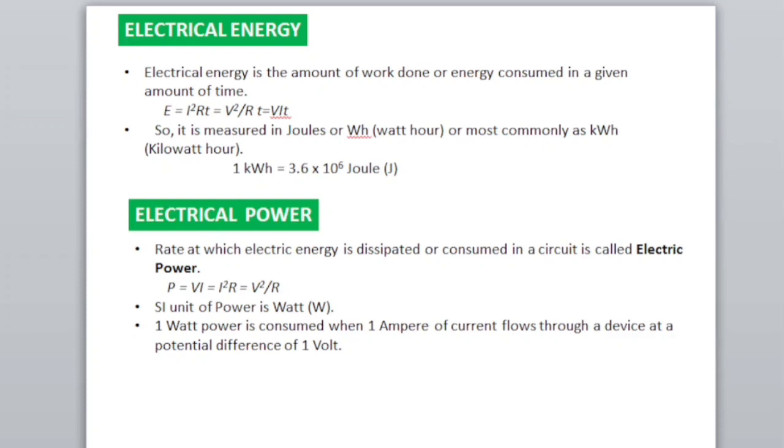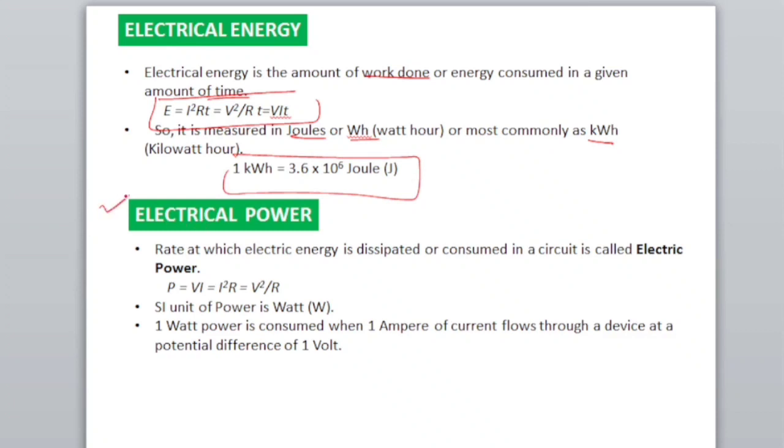Electrical energy is the amount of work done or energy consumed in a given amount of time. Its formula is I²Rt = V²t/R = VIt. There are three forms of electrical energy. It is measured in joules or watt-hours, and the commercial unit of electrical energy is the kilowatt-hour. 1 kilowatt-hour is equal to 3.6 × 10⁶ joules.